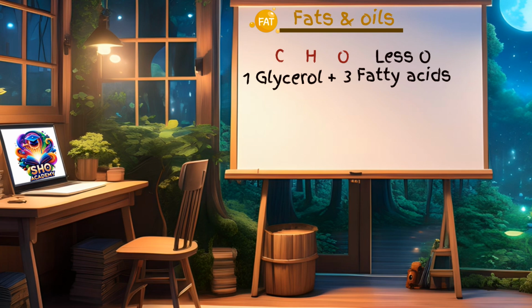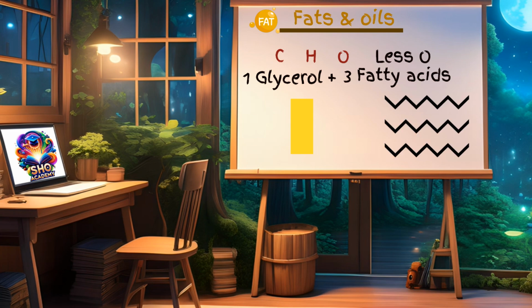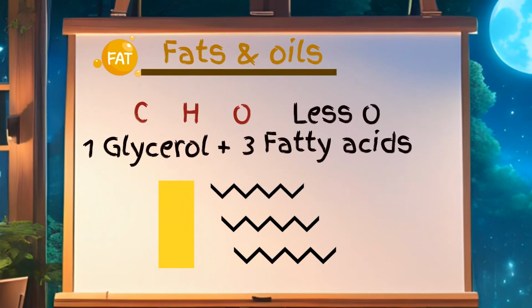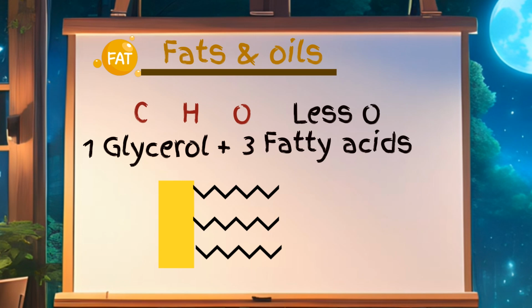Now stop right there. Check out the diagram in your book. You'll see 1 vertical yellow rectangle. That's the glycerol molecule. And those 3 zigzag lines sticking out, each one is a fatty acid. That's a fat molecule. 1 body and 3 long tails. That's the basic shape of all lipids.